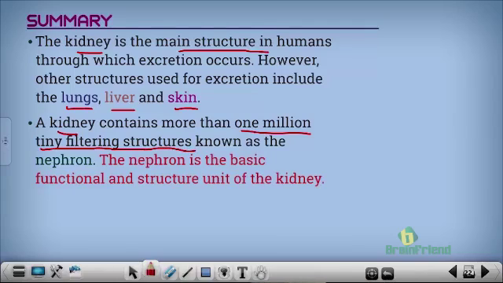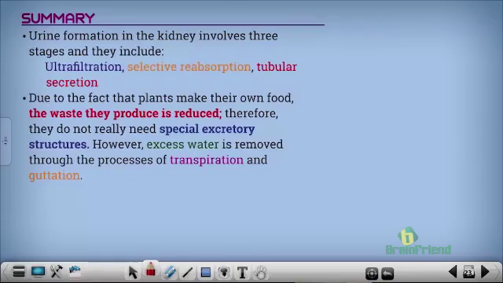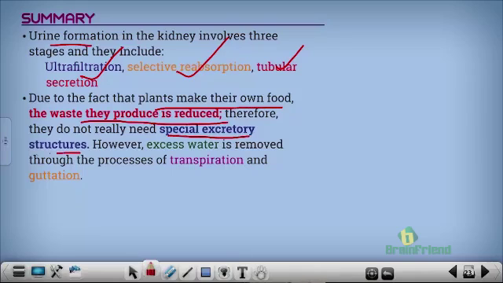What did we call those structures? We call them the nephron. And we said the nephron are the basic functional and structural units of the kidney. We further said that urine formation occurs in 3 main stages: ultrafiltration, selective reabsorption, and tubular secretion. We also learned that plants, because they make their own food, do not produce so much waste per time. Therefore, they do not necessarily need special excretory structures to release waste. However, excess water is removed through transpiration and the process of guttation.